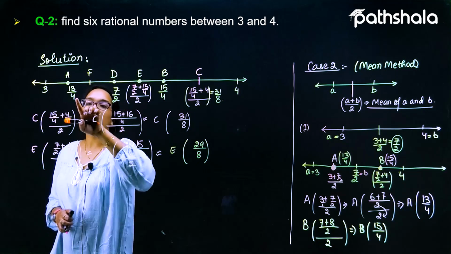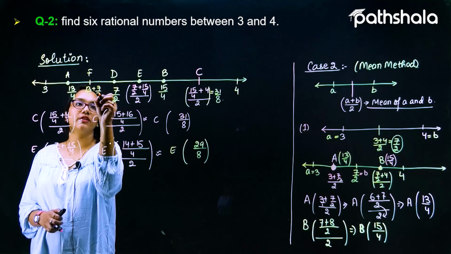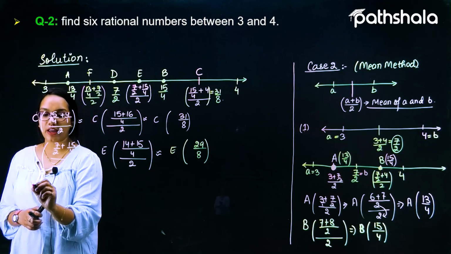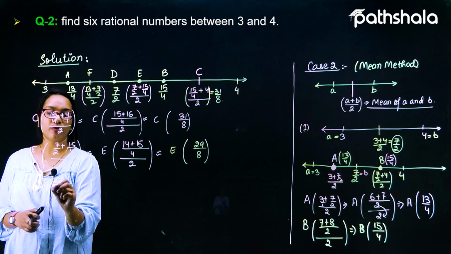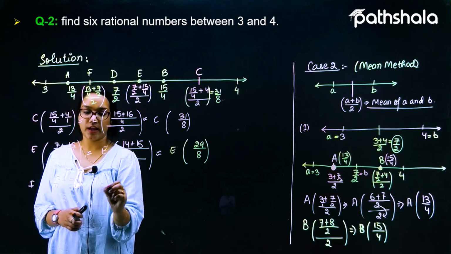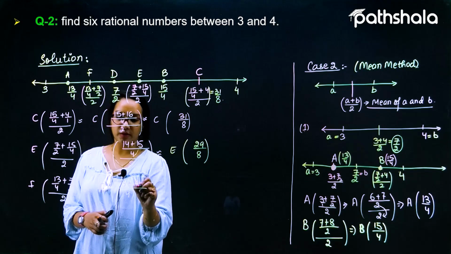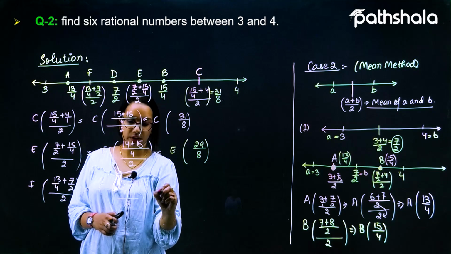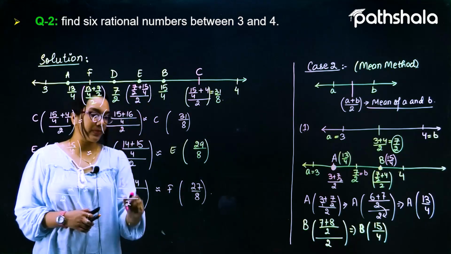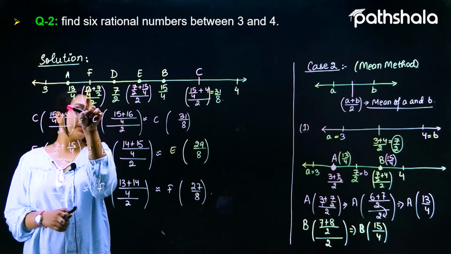It will be nothing but the mean of these two numbers. So it will be (13 by 4 plus 7 by 2) divided by 2, because the mean of two numbers is nothing but (A plus B) by 2. So let us suppose I'm solving F over here. The LCM is nothing but 4. It will be 13 plus 2 2s are 4, so 14, divided by 2. After solving it, we get the answer F is nothing but 27 divided by 8, because 13 plus 14 is 27, divided by 4 2s are 8. So it will be nothing but 27 by 8.